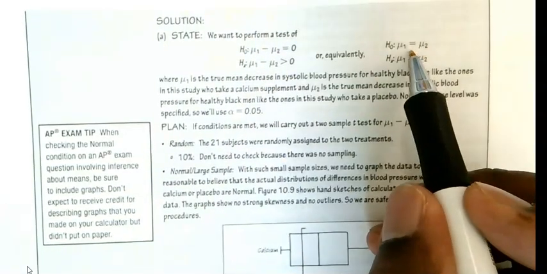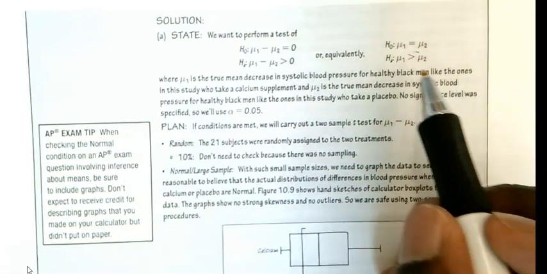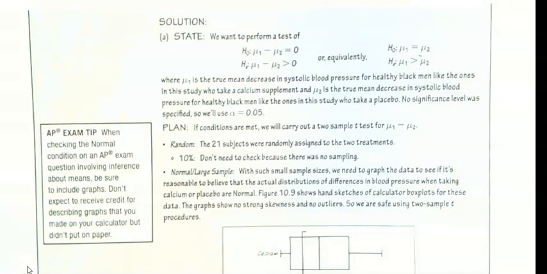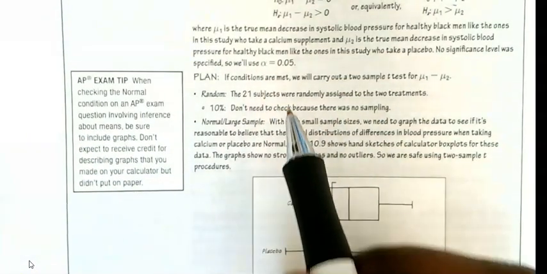Or you could have said that mean 1 equals mean 2, as in there's no difference between one and the other. Or the mean of the drug is greater than the mean of the placebo. That's an alternative way of writing the hypothesis. All right, next is our plan. After state, we've got a plan.